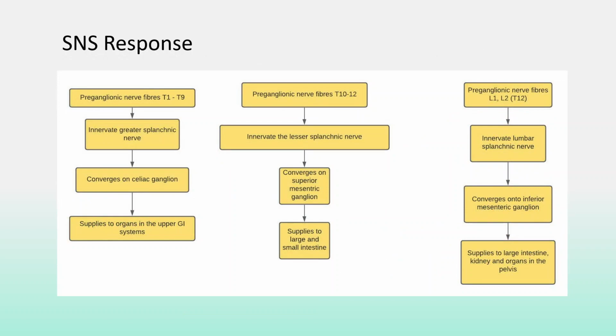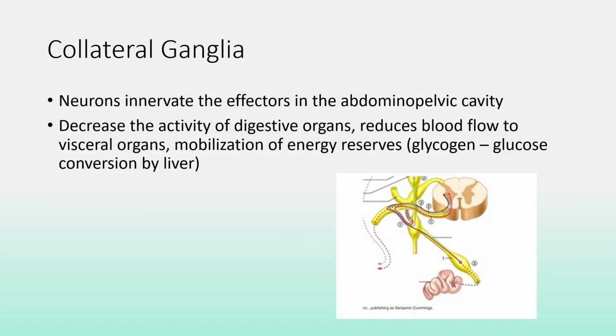Now, here are some of the preganglionic nerve fibers, which have been broken down into particular nerves, and then these ganglions, as well as the organs that they supply to. And next, we have the collateral ganglia. So these neurons innervate the effectors in the abdominal pelvic cavity. So decrease the activity of digestive organs, reduces blood flow to the visceral organs, mobilization of energy reserves, so converting that glycogen to glucose conversion by liver.